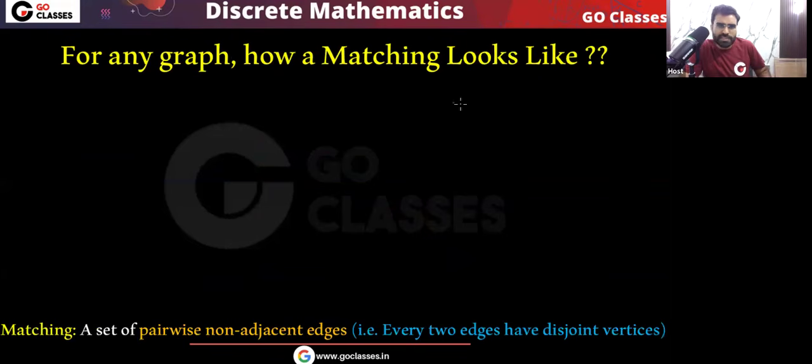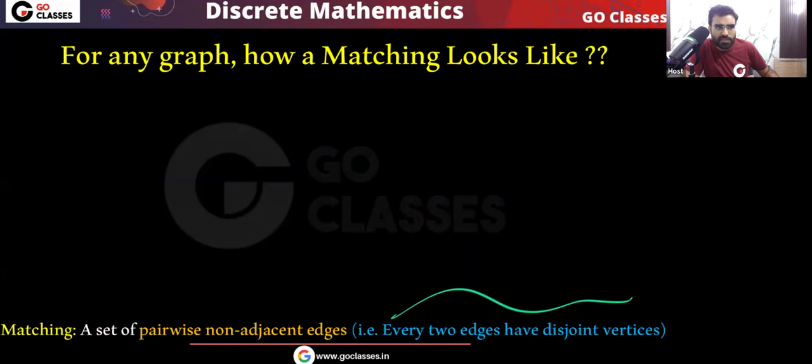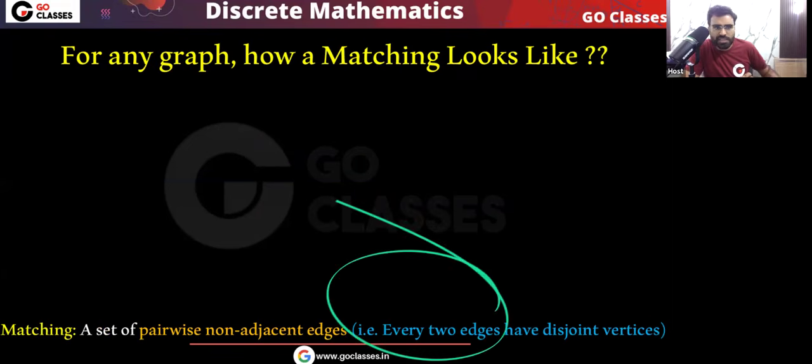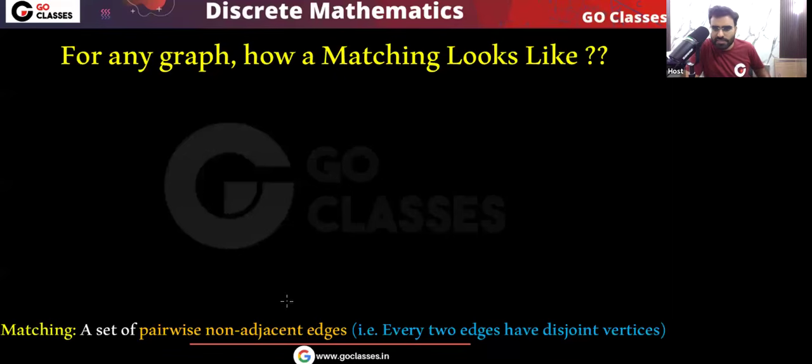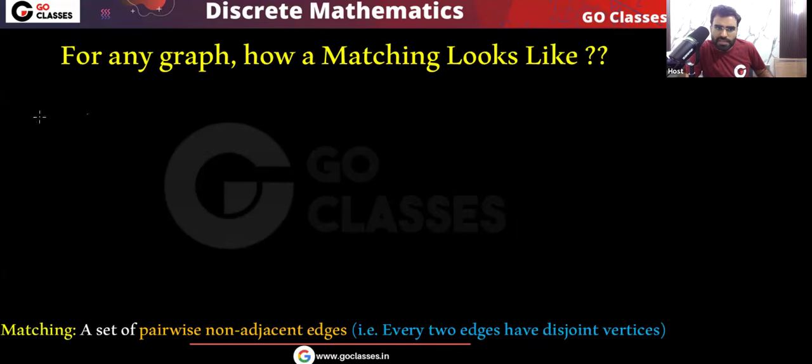Now, we have already seen this in our lectures, but let's do a recap. In any graph, how does a matching look? Remember, a matching is a set of edges which are pairwise non-adjacent, meaning every two edges have disjoint vertices. Whatever two edges you take, they have disjoint vertices, because non-adjacent edges do not share any common endpoint. Very simple.